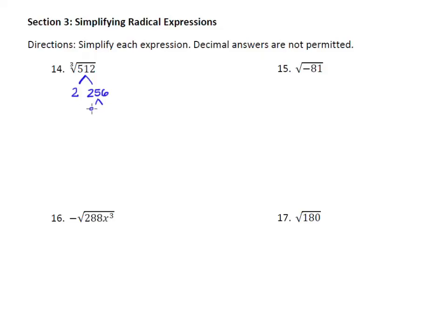Sure is. 8 and 32. Or I could have done 2 and 128. It wouldn't matter in the end. You get the same answer either way. 8, I can break that one up even further. So I've got 2 times 4? And 4 can be broken up to 2 times 2.